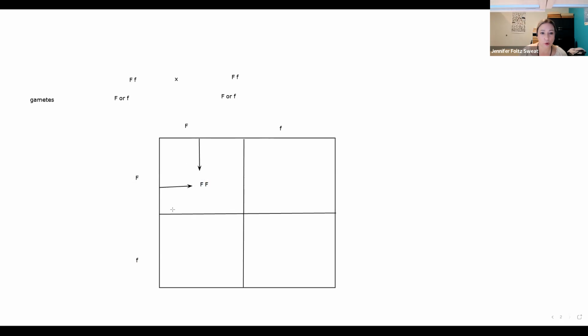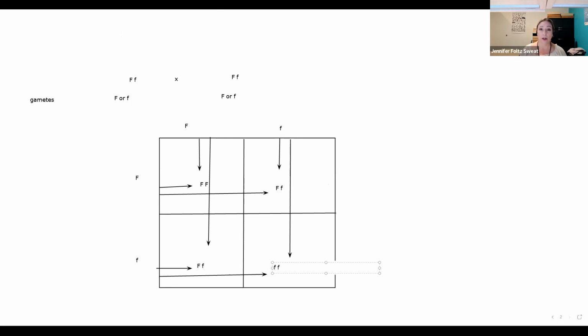Here in the next square, we have this one coming over because that's the row you are in, and this F coming down, which gives you big F, little f. I always write the capitals first. The third square, this little f is coming over, big F coming down. So you get big F, little f. And then finally, our fourth square, you're still in the row with the little f. And then this little f is coming down to give you the genotype, little f, little f.